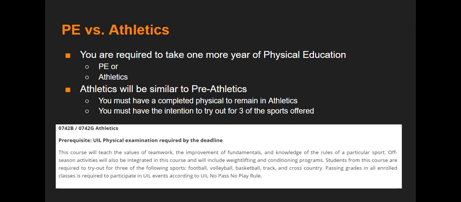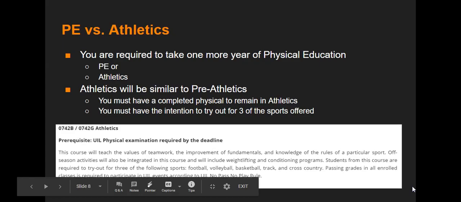The requirements for athletics in 7th grade are to get a physical. Physicals are offered at doctor's offices, and you can get that form completed and returned to campus. That is required to be turned in prior to the start of the first day of school. So those physicals must be done in order to participate in athletics.